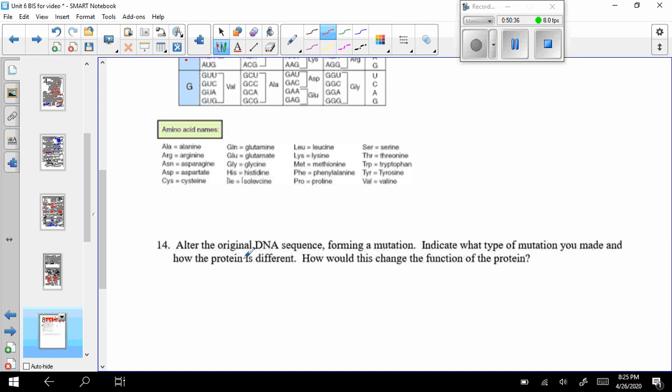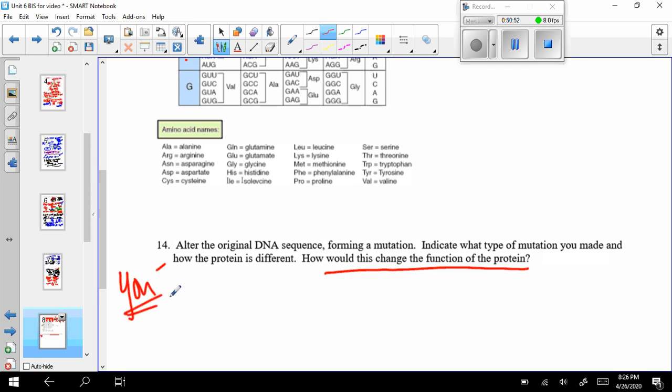And after the original DNA sequence, alter the original, forming a mutation, what type of mutation you made and how the protein is different. So how would this change the overall function of the protein? So I am going to leave this for you to do.